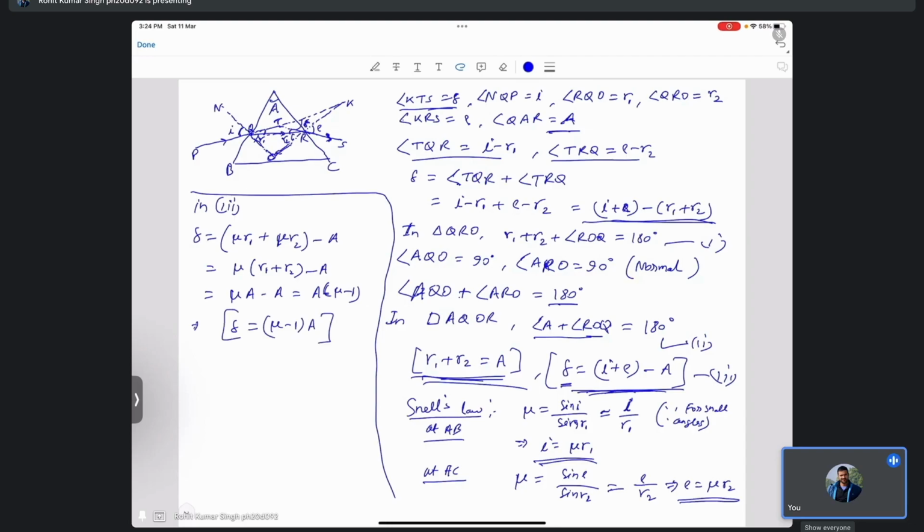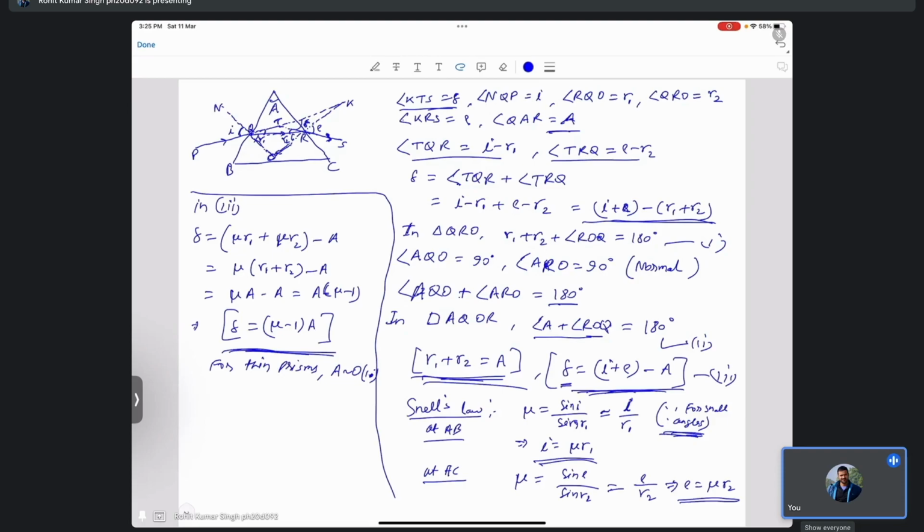This is the result that I wanted to derive, and this is true for a thin prism because we have assumed that all the angles are small. So this is valid for a thin prism. Thin prism means this angle A is of the order of 10 degrees at most. This is a very important formula and it will be used in many problems that I'm going to solve.